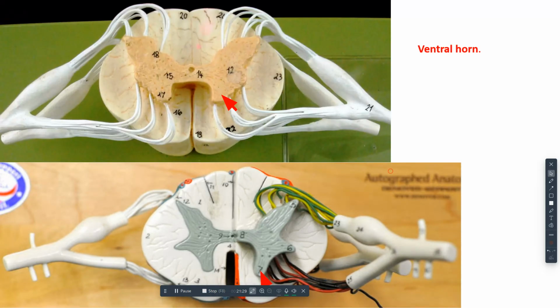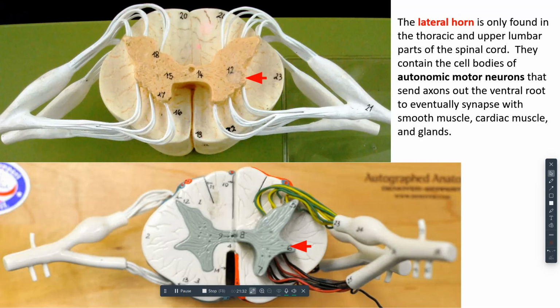And I see my ventral horn, but now I see something new. These models depict a lateral horn, which is only found in the thoracic and upper lumbar parts of the spinal cord. Lateral horns are motor, but they're autonomic motor. That means they're not going to skeletal muscle. Instead, they're going to involuntary things like smooth muscle, cardiac muscle, and glands. So notice the lateral horns on these models that we did not see on the cervical one.